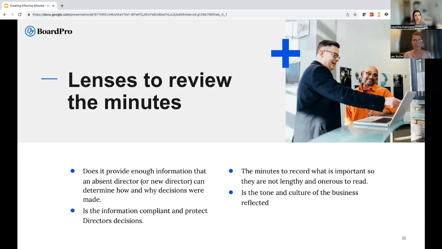Yeah, absolutely. So those different lenses are really important to look at.